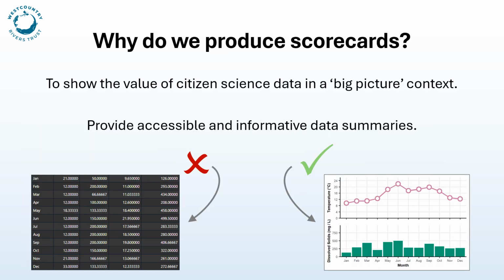So we produce these scorecards to show the value of our citizen science data in a big picture context. We want our volunteers to see the value of their hard work and their data in the context of the catchments they're working in, and to see trends through time, and to be able to see how that fits in with a broader picture across the region. And it's important that we show accessible visual data summaries rather than raw data. You can see here the image on the left, it's very dry, it's difficult to get an idea of what's going on, whereas the image on the right, it's much easier to interpret.